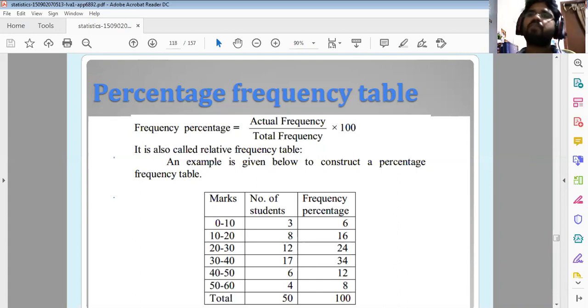But when you convert to the percentage, how much percent of the people have got 0 to 10 marks? How can we calculate the percentage? Simple, 3 by 50. How much will come? 6. Then 8 by 50, 16. That is called actual frequency by total frequency into 100. Simple, I am going to do it in the calculator also, I will use the laptop computer.